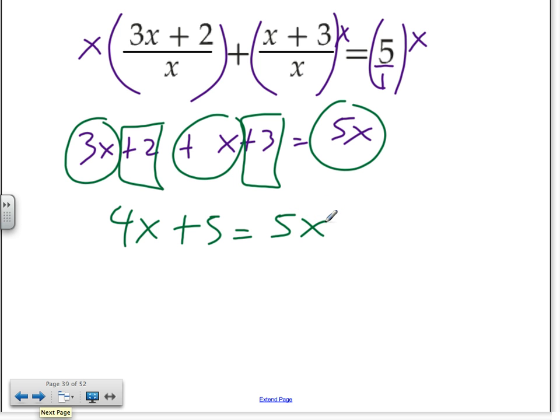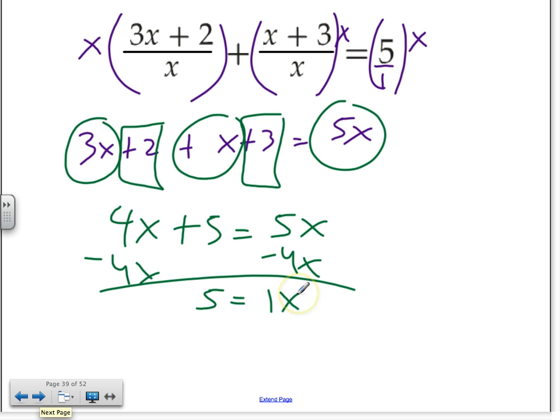Now, what can I move? The 4x. So I subtract it over on both sides. I have 5 equals what? 1x, and you know 1x is x, right? So therefore x is 5. That's it. And then of course, don't forget that you can always plug it back into your problem to see if x works out. And for this particular case, it works out perfectly. Okay. Is that good so far?